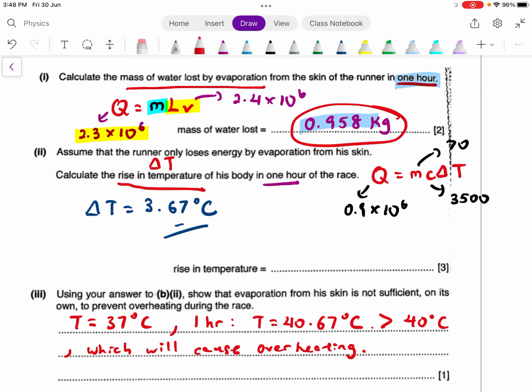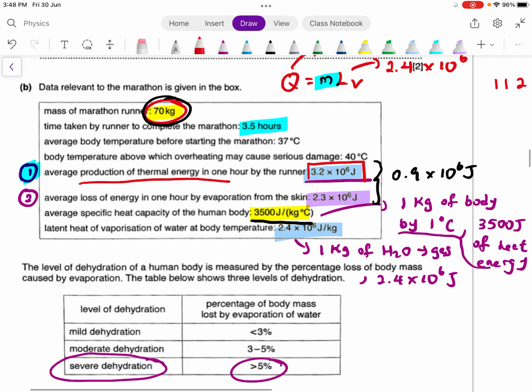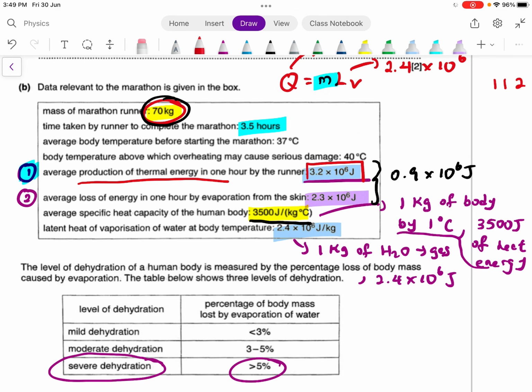Okay, part 2. Assume that the runner only loses energy by evaporation. Calculate the rise of his body temperature in 1 hour. Same idea, let's go back to the data. You produce about 3.2 times 10 to the power 6 joules of energy in 1 hour, but you only lose 2.3 times 10 to the power 6 joules of heat energy via the evaporation process. So in 1 hour, you actually gain 0.9 times 10 to the power 6 joules of heat energy.